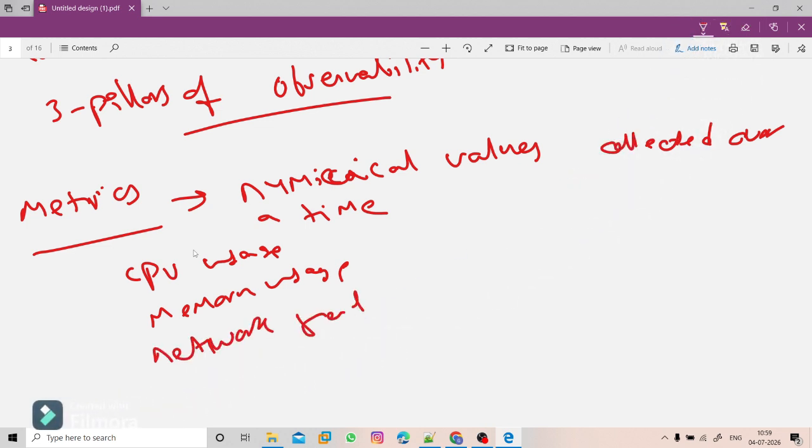So network traffic. These all come in the matrix because these are all numerical values, right? So numerical metrics help us answer questions like: is my application becoming slow? How many requests are coming every second? Mainly, metrics are lightweight, so they're excellent for dashboards and alerting purposes.